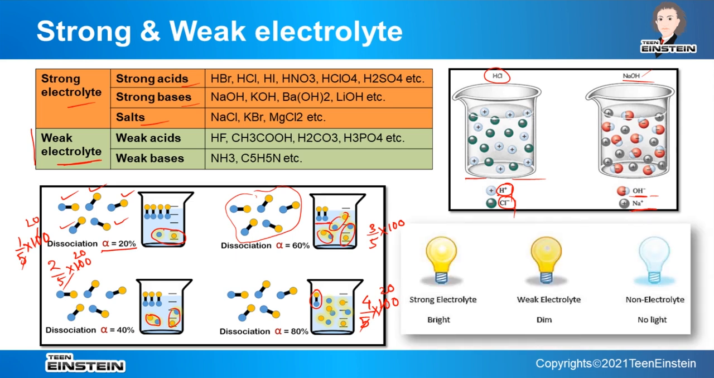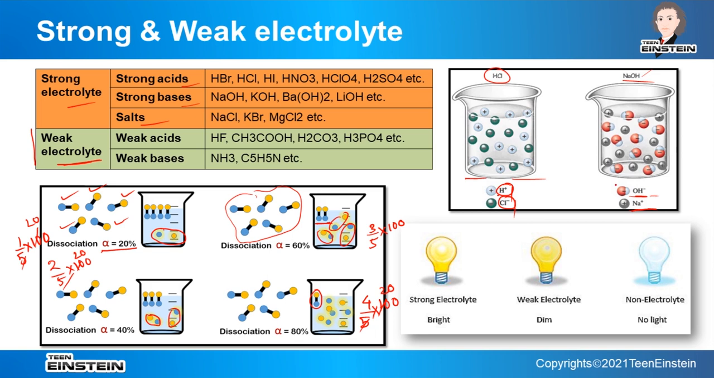So here we have 3 examples. Strong electrolyte, so it is very bright, the light is very bright. For weak electrolyte, the light is there but it is dim, and for non-electrolyte, obviously there will be no light.